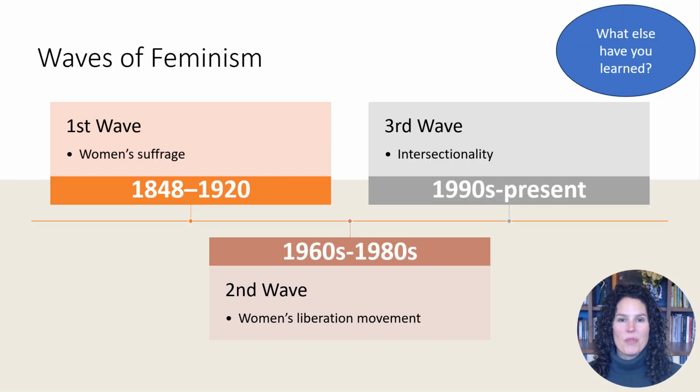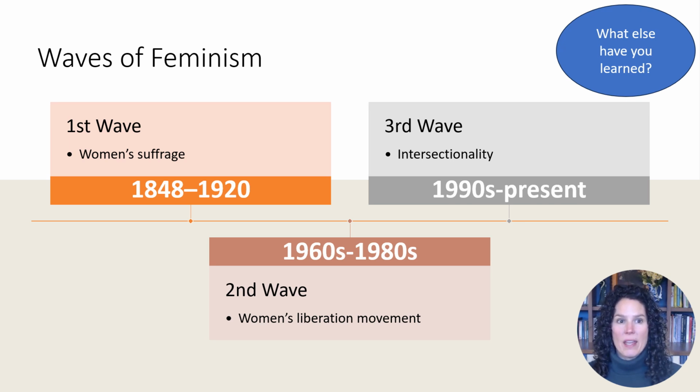So let's just review some of the waves of feminism. The first wave, from the mid-1800s until 1920, was basically about the suffrage movement, women's right to vote. And it took 75 years for women to get the right to vote. That involved leaders like Susan B. Anthony, Elizabeth Cady Stanton, Sojourner Truth, Charlotte Perkins Gilman.